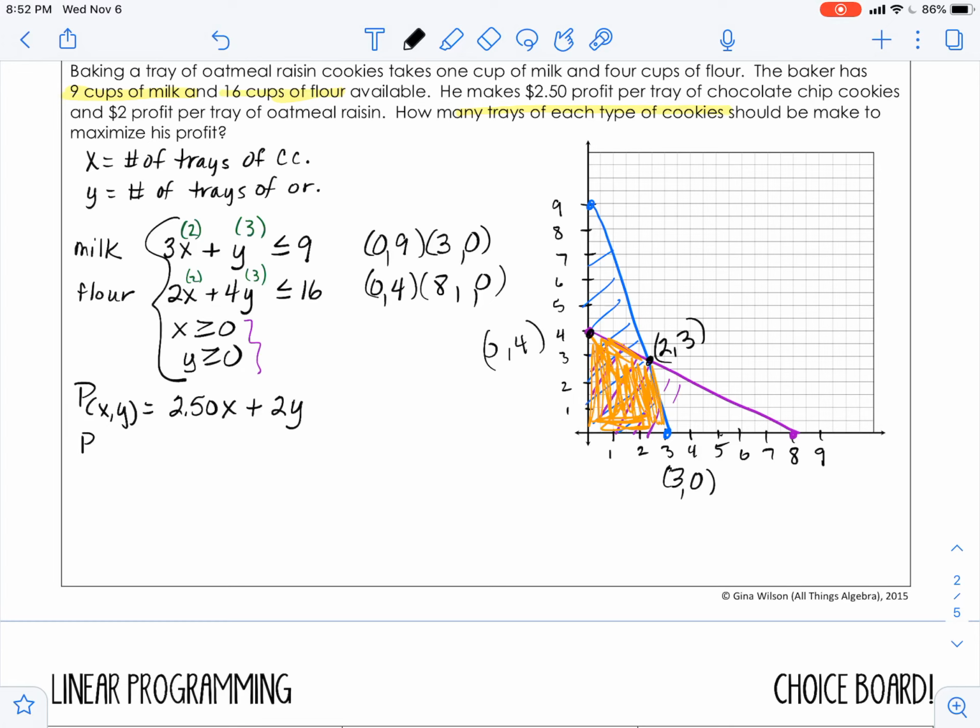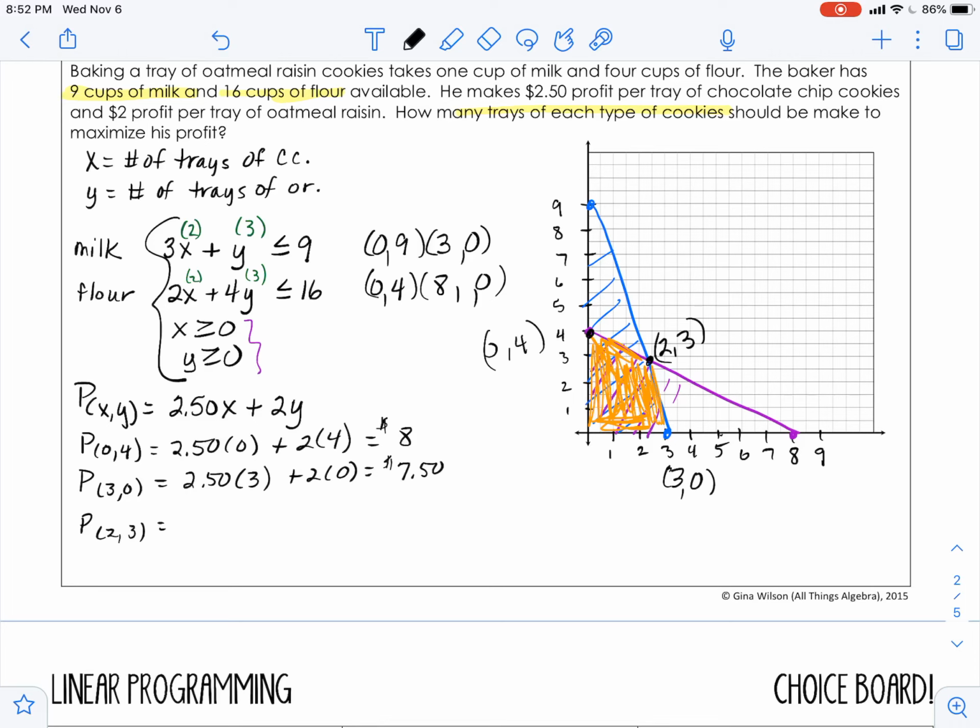So I'm going to start with, let's just go 0, 4 to start with. And that would mean you're not going to make any chocolate chip cookies, and you're only going to make 4 batches of the oatmeal raisin at $2 a piece. So you're going to make $8. And then if I do the 3, 0, which would mean that I am going to make 3 batches of chocolate chip, and I'm not going to make any of the oatmeal raisin, that means I'm going to make a profit of $7.50. And then the last one is your 2, 3.